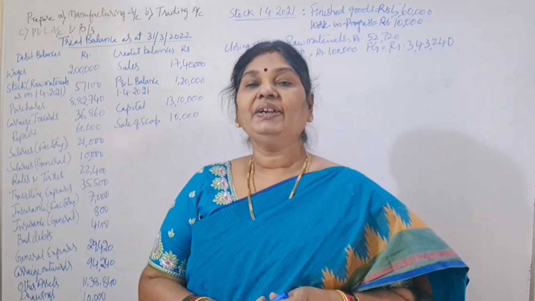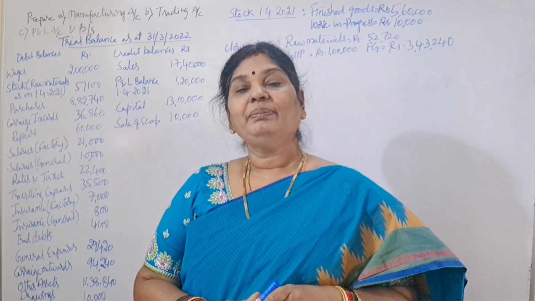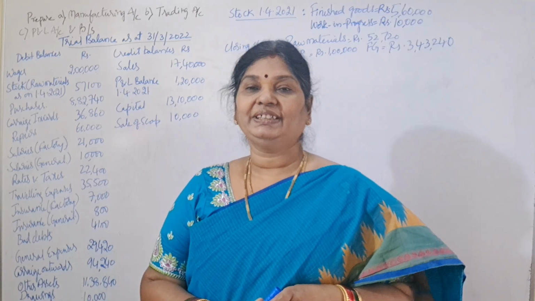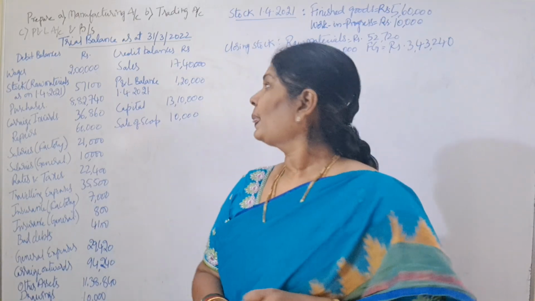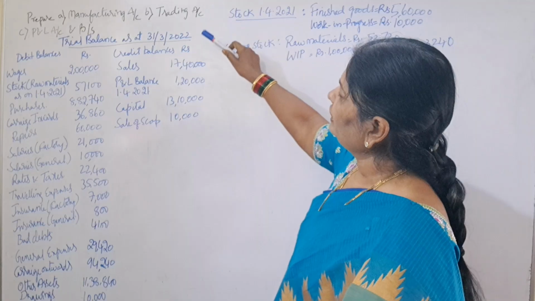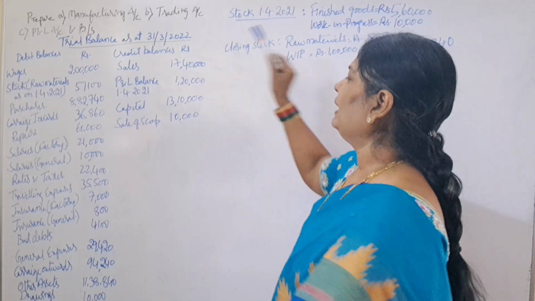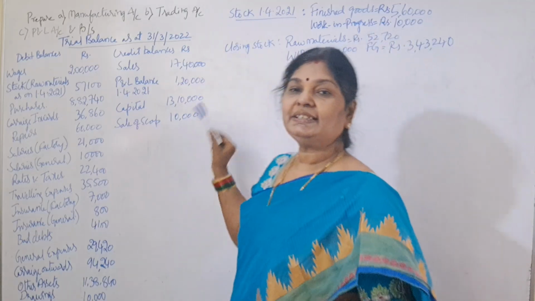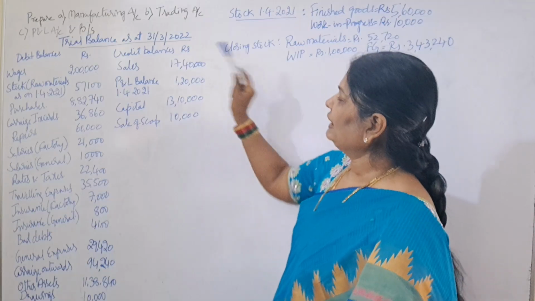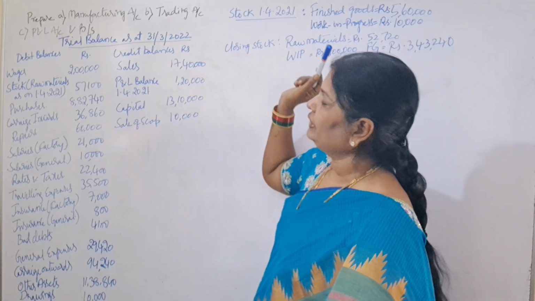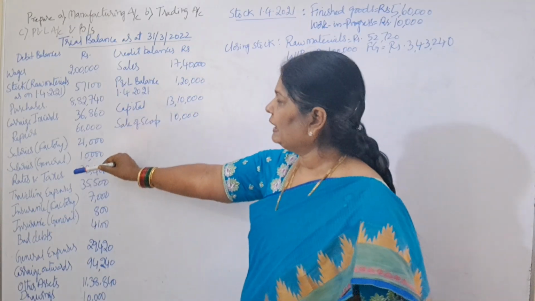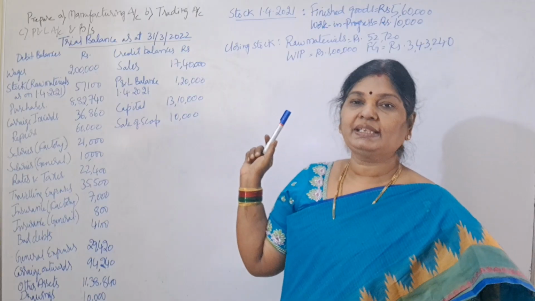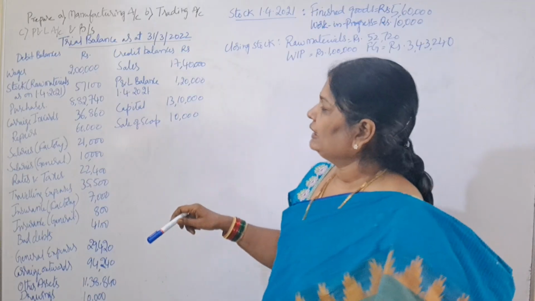Now we will start doing final accounts by using manufacturing account. So prepare a manufacturing account, trading account, profit and loss account and balance sheet. So what is given here? Trial balance is given, trial balance as at 31/3/2022. So here we are having debit balances and credit balances.